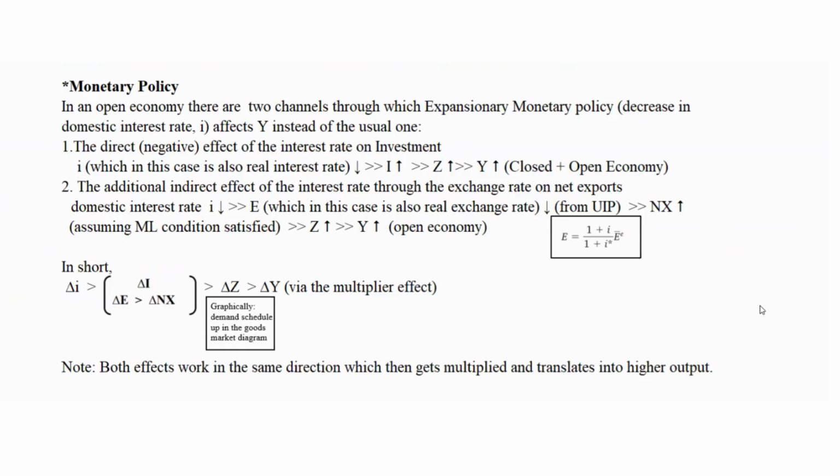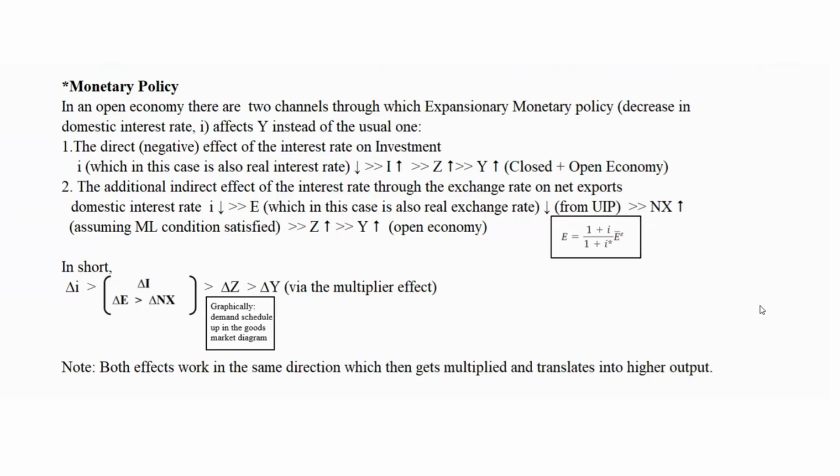Now, in an open economy, there are two channels through which expansionary monetary policy affects Y, instead of the usual one. Something to keep in mind is that in the text, the assumption is that the central bank is targeting the interest rate. So expansionary monetary policy is defined as a decrease in the domestic interest rate I. Although we know this change in interest rate is achieved through changes in money supply, we're assuming the central bank in this case targets the interest rate and adjusts the money supply in order to achieve that target interest rate.